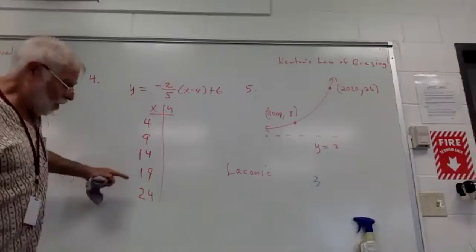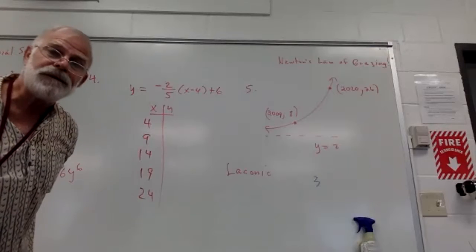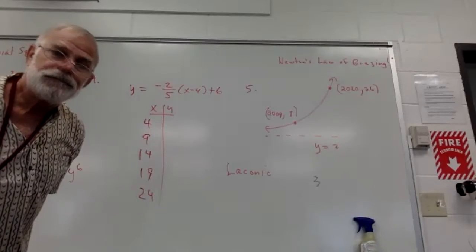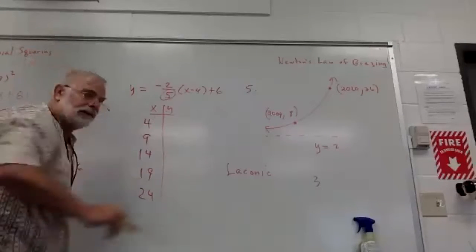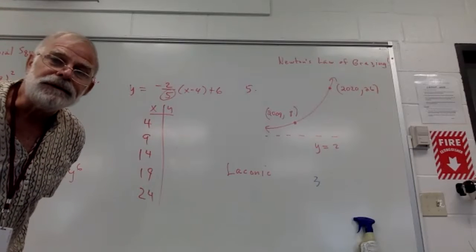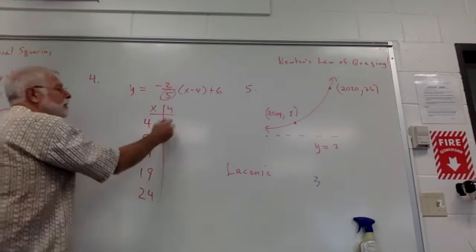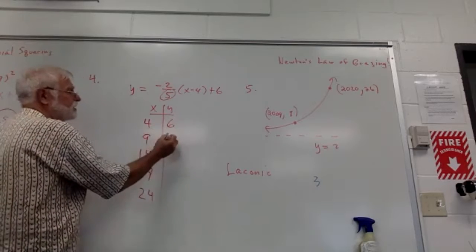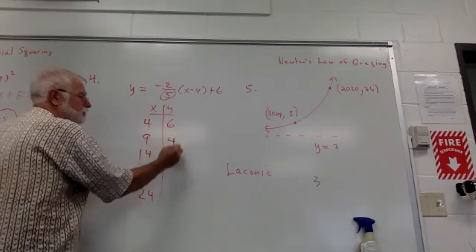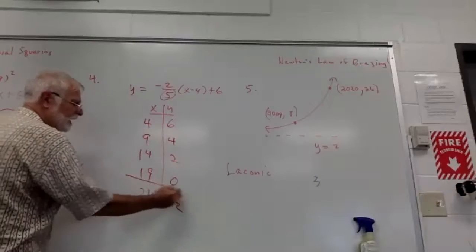For those of you who didn't know, can you now look at the problem and see why we're doing that? Obviously, this is the what? It tells you how to change your x's. So what's the y value that's important? Six. Next. Four. Two. Does a 19 get a zero?